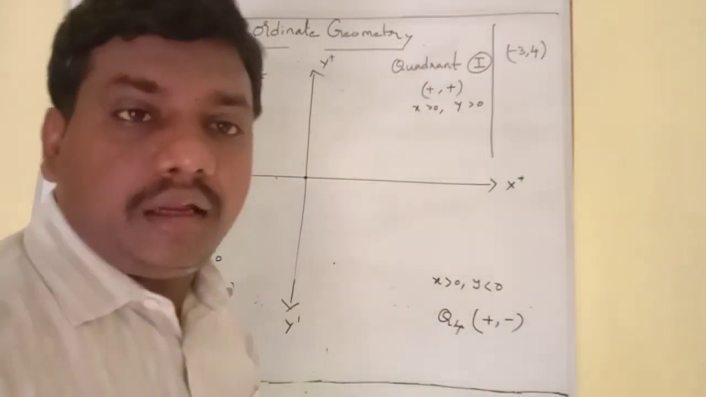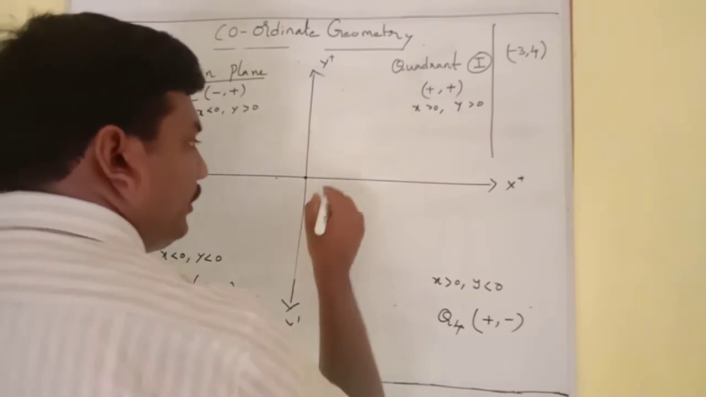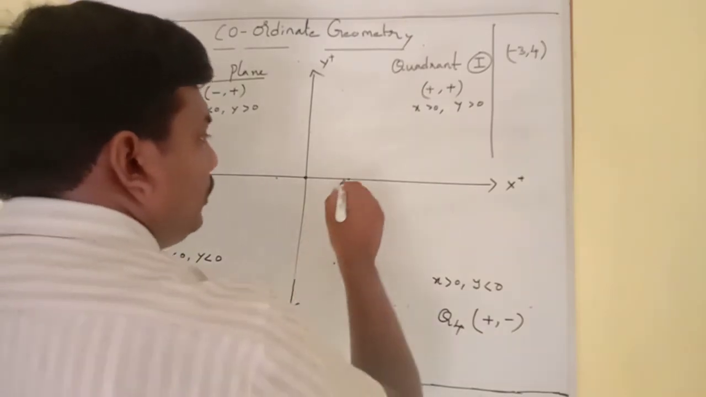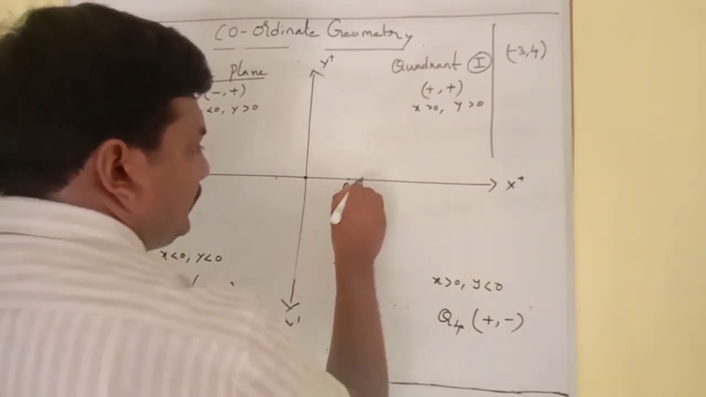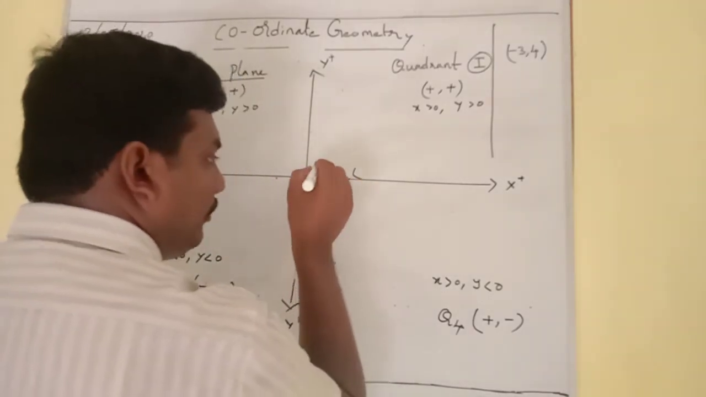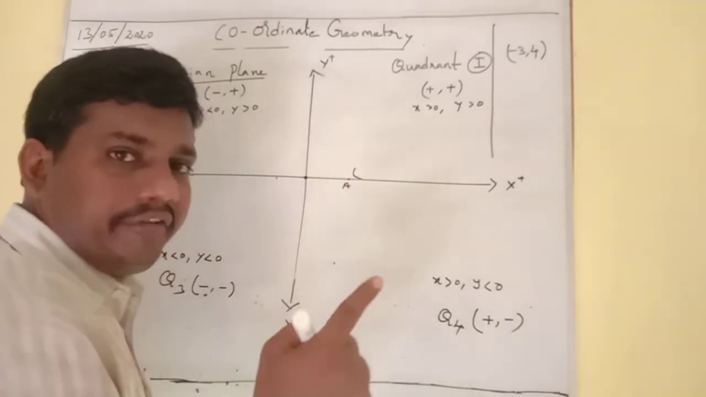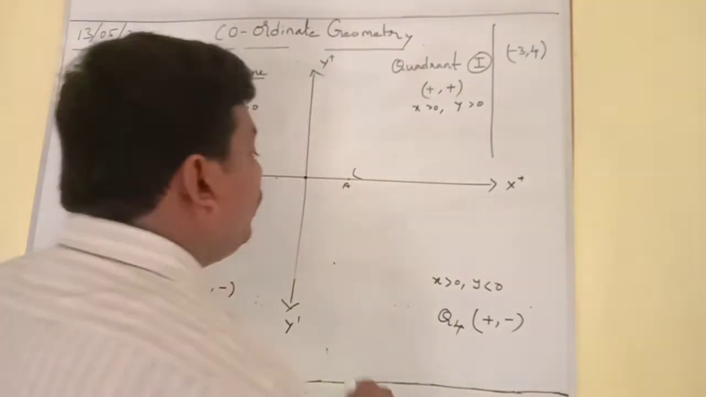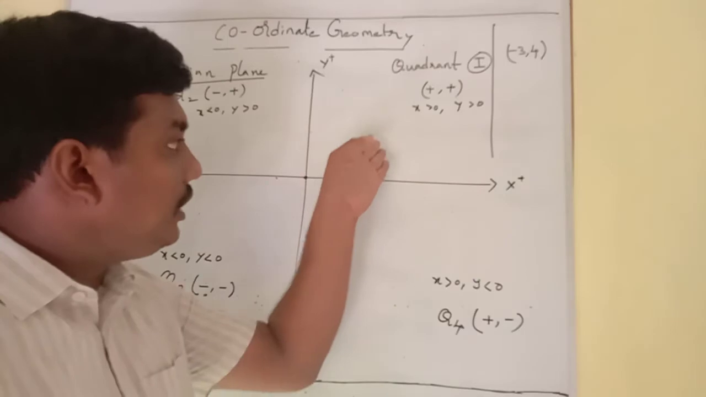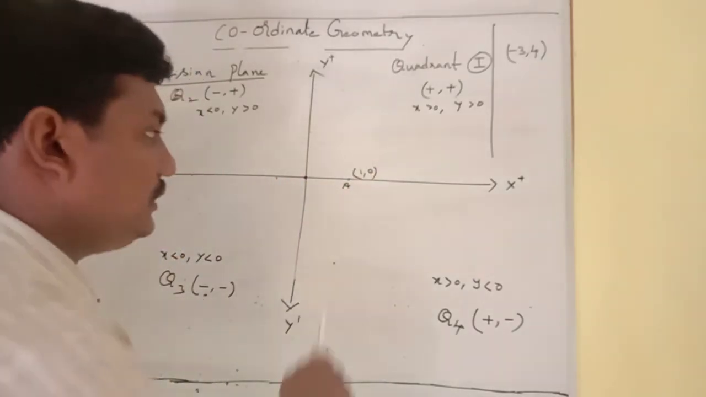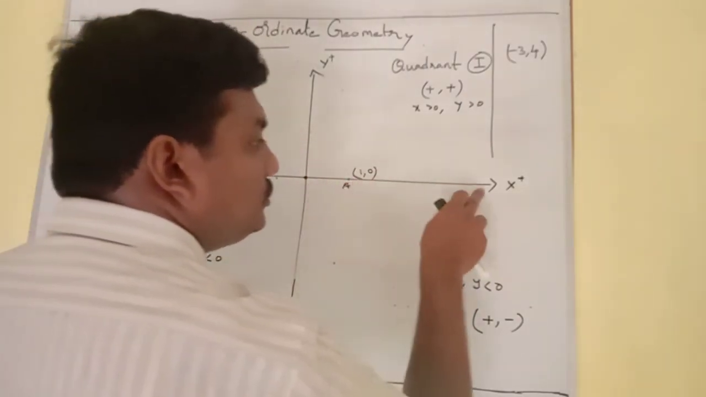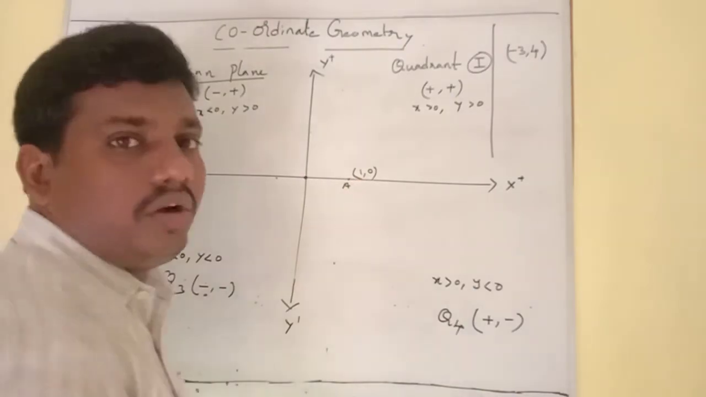Now you can see that for every point on the x-axis, suppose we consider a point on the x-axis, this point A is on the x-axis. A point on the x-axis has an x value and a y value of 0. We know that for every point on the x-axis, y is equal to 0. That's the reason why here it is 1 comma 0. Which quadrant does this belong to? This does not belong to any quadrant, because it lies on the positive x-axis.